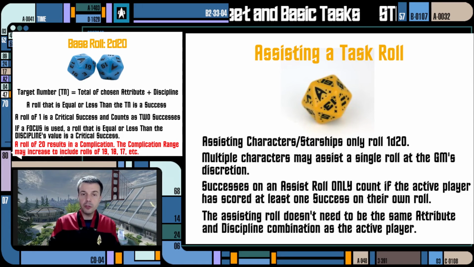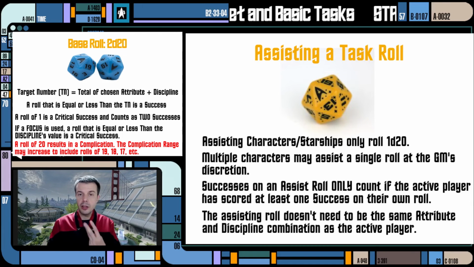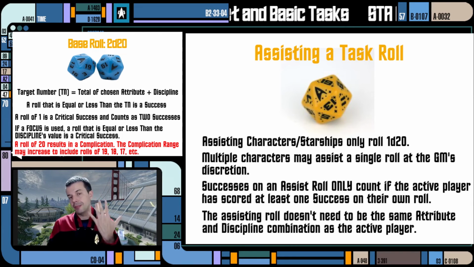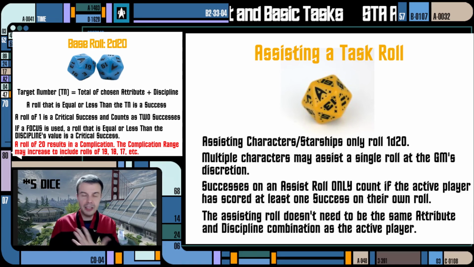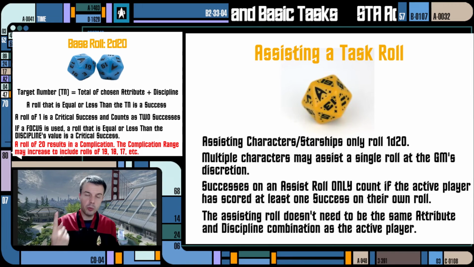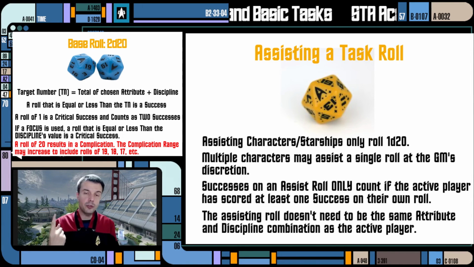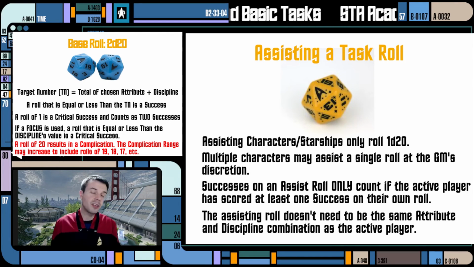1 point for the first slot, 2 points for a second slot, 3 points for the third slot. That's up to 5 points. Any support that comes your way is only rolling 1 die, and they do not need to roll the exact same combination that you did. Again, it's up to the GM.